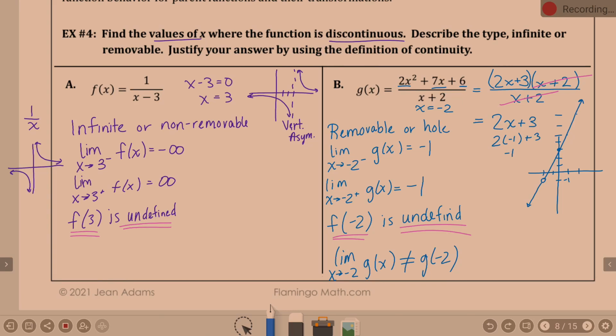Okay. Ready for the next piece? Aiden's checking out. How long is homework? Is it 4? Yeah.